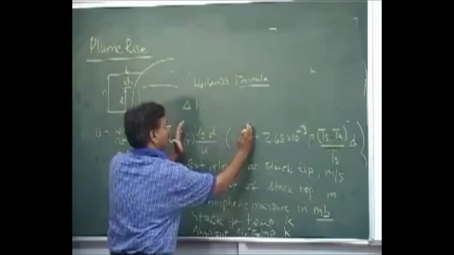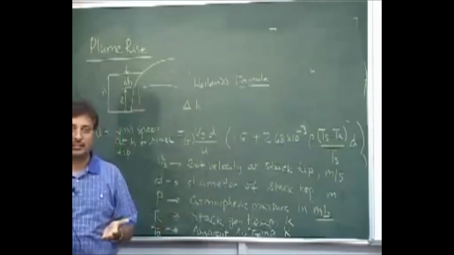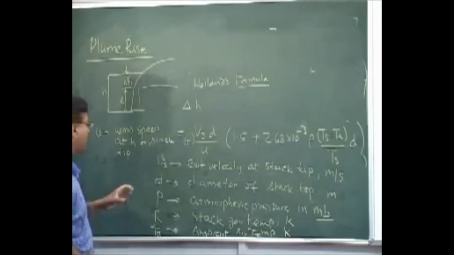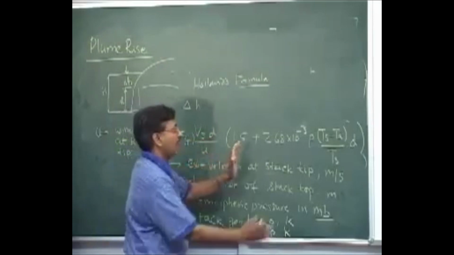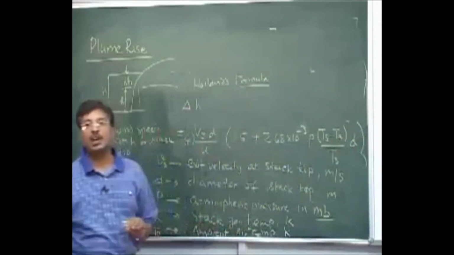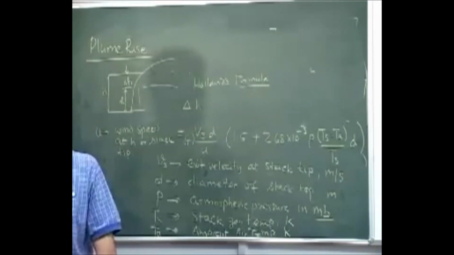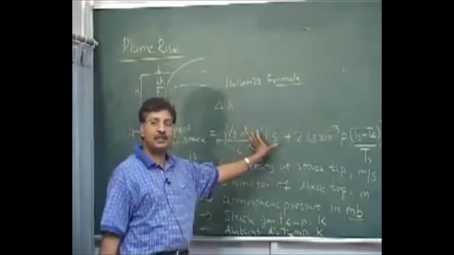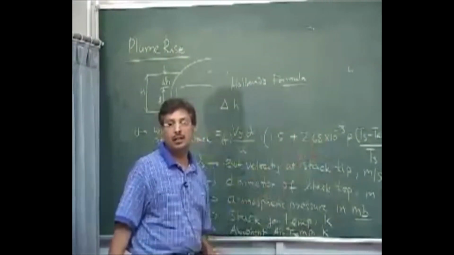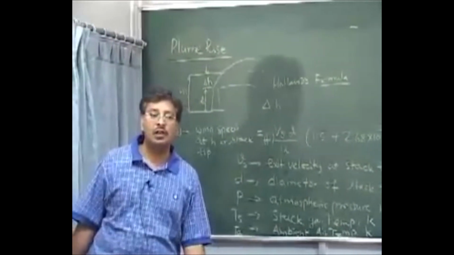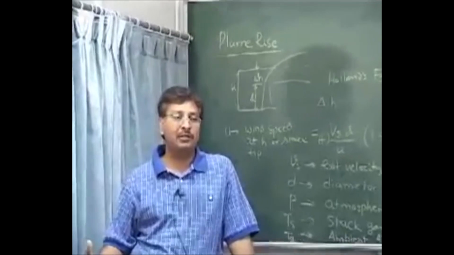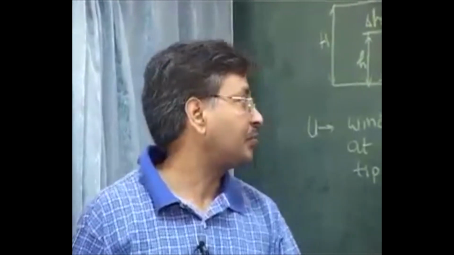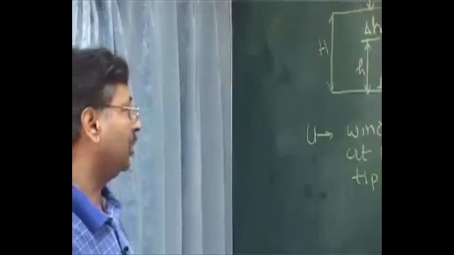this component, or this term, will give you the momentum rise because of the jet action. Okay, because of the jet action. Okay, this component Vs d U times this term gives you the thermal buoyancy. Maybe I'll write it in the next class. The two components of the plume rise are momentum rise and thermal buoyancy. Okay, some plumes are dominant in terms of momentum rise, some plumes are dominant in terms of thermal buoyancy. Okay, we'll see what it comes out to be.